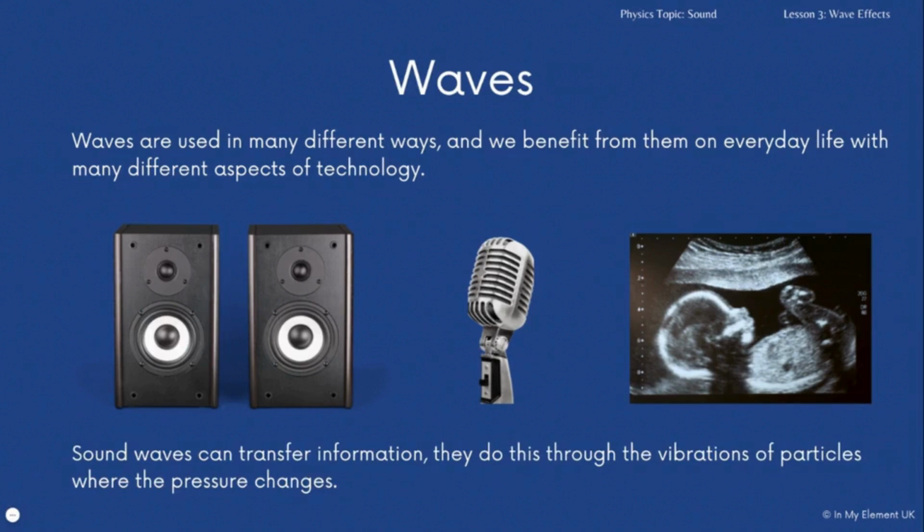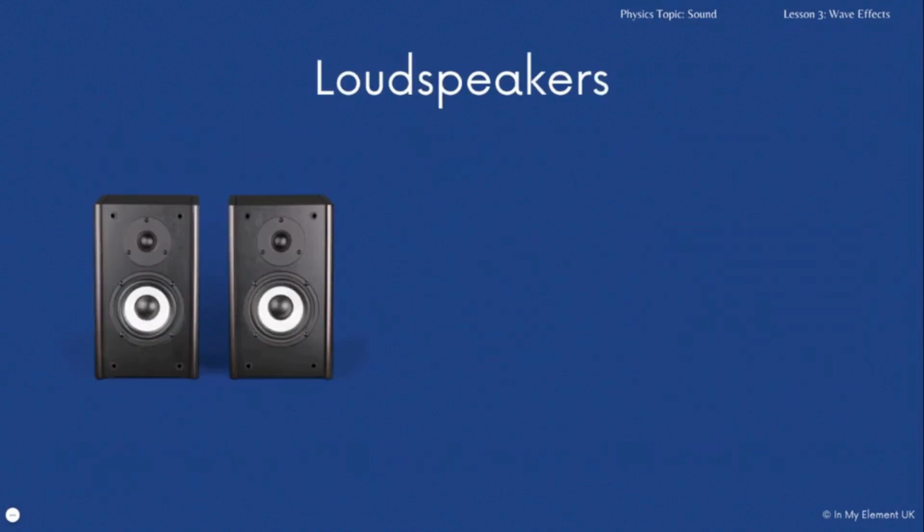The reason these are all able to happen is because the sound waves transfer information, and they do that through the vibrations of particles, through pressure changes. And that pressure change is key to all of this. So if we take the loudspeakers first, you've only got really the external there. You can't quite see the diaphragm of a loudspeaker, which is key to how this works, but we'll run through how they work anyway.